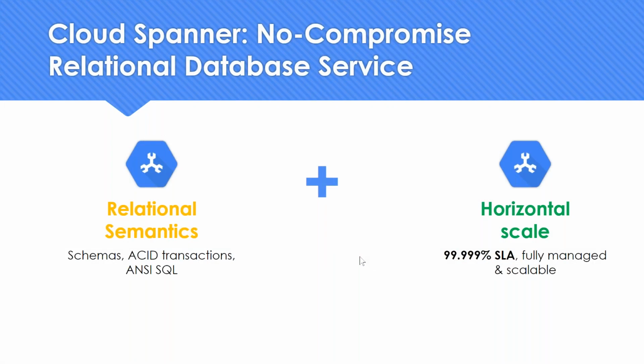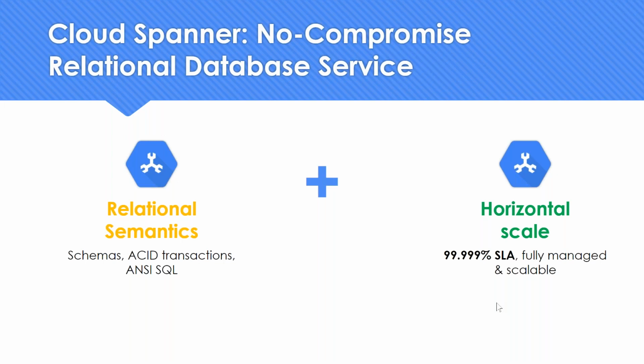Why do I call it no compromise? All the relational semantics are going to be there: schema, ACID transactions, ANSI SQL 2011 compliance, all those things are going to be supported. Horizontal scalability, and you're going to get a service level agreement for uptime of up to 99.999, 5 nines of availability, and this entire stuff is fully managed. You don't need a DBA to manage the schemas, all those things. Most of it is going to be fully automated. Only if there's some issue with performance or anything, a DBA may come into the picture to fix it.